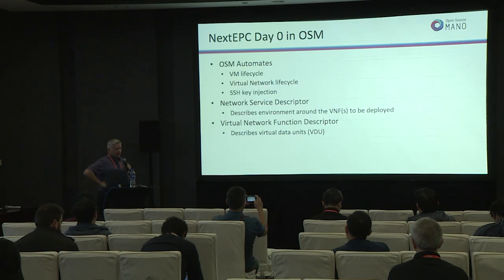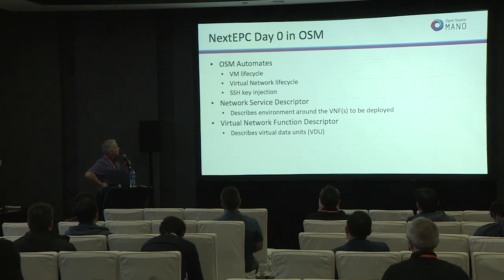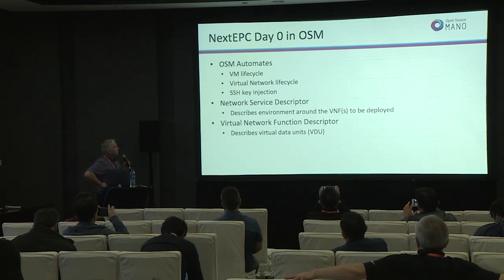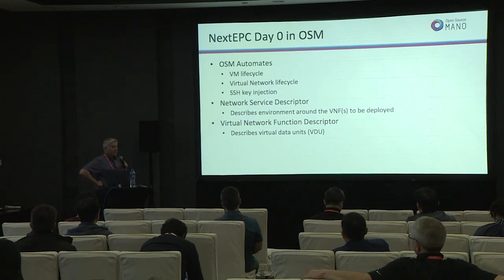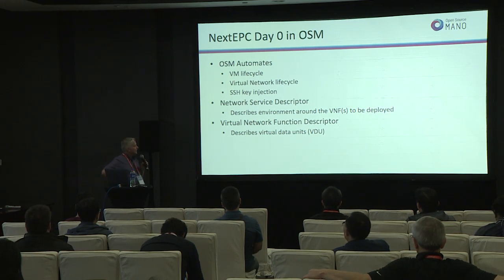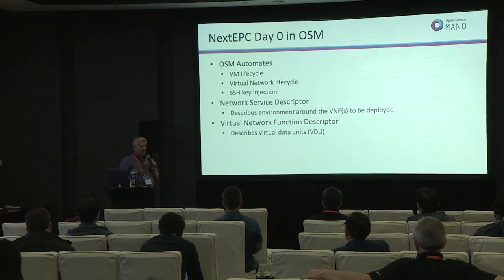So, day zero, OSM is going to automate the whole network service life cycle, the virtual network life cycle, so creating networks and removing them once the service is deleted, and SSH key injection. It does this through two key elements: the network service descriptor, which defines the entire environment around the VNF, and the VNF descriptor itself, which describes the data units, or VMs, or physical network functions that may be used in your environment.